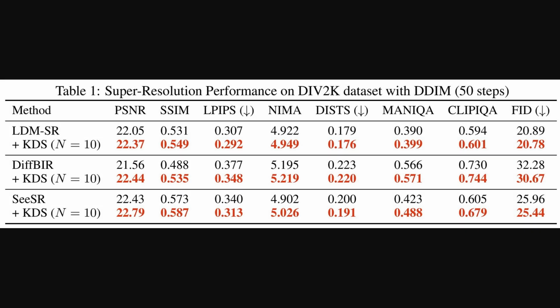Okay, and this table gives us a closer look at the super resolution performance on the DIV2K dataset specifically. We see 3 different models: LD-MSR, Diff-BIR, and C-Senior, each tested with and without kernel density steering. Besides the PSNR and LPIPS metrics we've already discussed, it also includes FID, or Fréchet inception distance, which gauges how realistic the generated images are. And the results are clear. Adding kernel density steering, here with 10 particles, improves the scores across the board. This consistent boost, regardless of the base model, really highlights its flexibility.